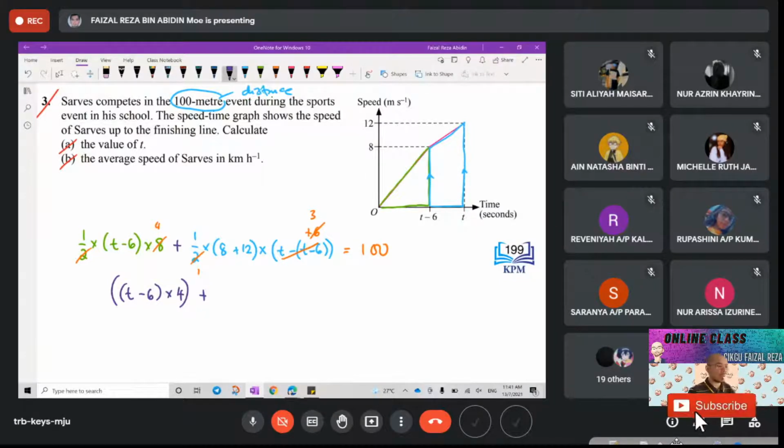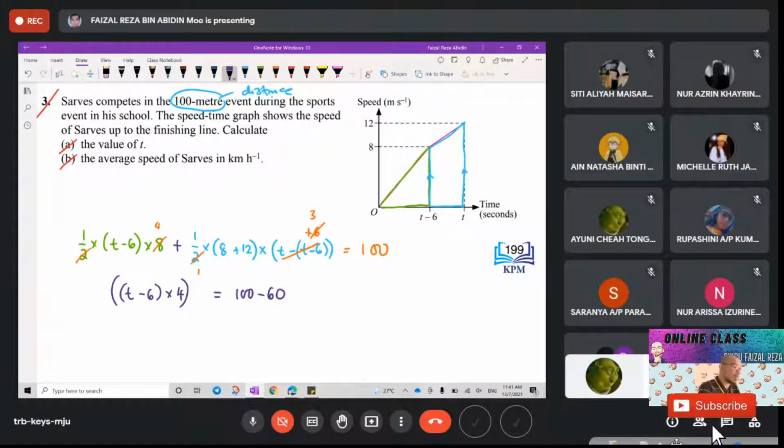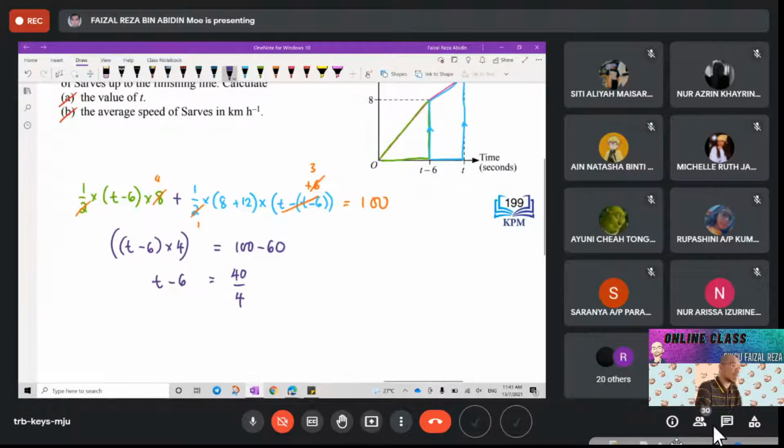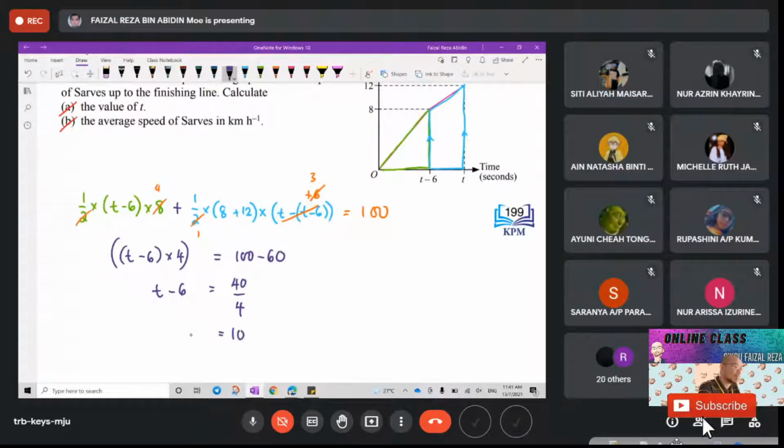So you bring it to the right side: 100 minus 60. So 4 times (t minus 6) equals 100 minus 60. We get 40 divided by 4, so I get 10. So t is going to be plus 6, so t is going to be 16 seconds. That's our value of t.